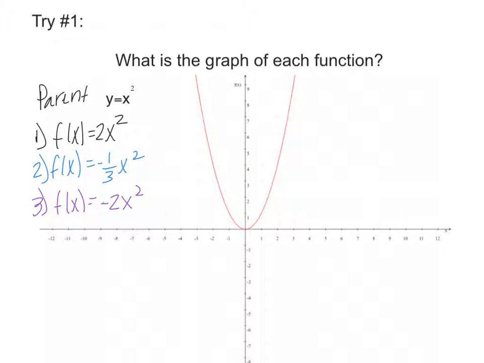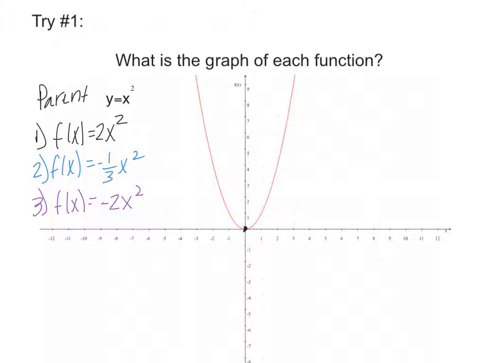Again, we're given the parent function. The parent function is already listed and already shown, so all we're going to do is graph these three functions. Let's start with the first one, which is f of x equals 2x squared. Again, we don't see anything changing as far as horizontal or vertical translation. So our origin is going to be 0. And then we're just going to test some points.